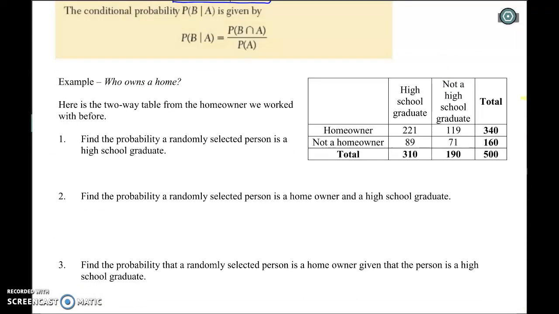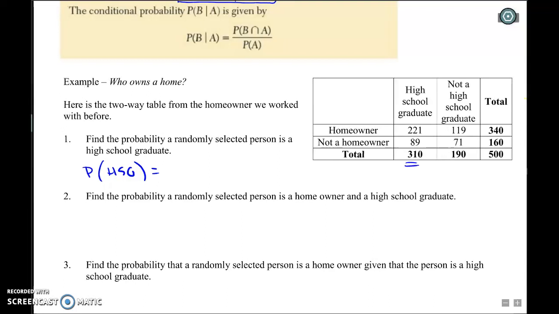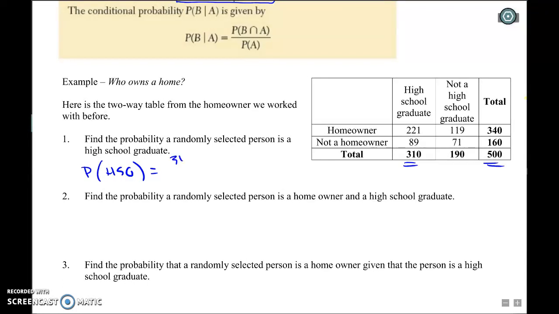Example, who owns a home? Here's a two-way table from the homeowner data we worked with before. So it's basically high school graduate or not a high school graduate, and then do you own a home or do you not own a home? Find the probability a randomly selected person is a high school graduate. This is not a conditional probability, just a straight probability. High school graduate, that would be 310 out of 500, which is 31 out of 50, which is 62%.